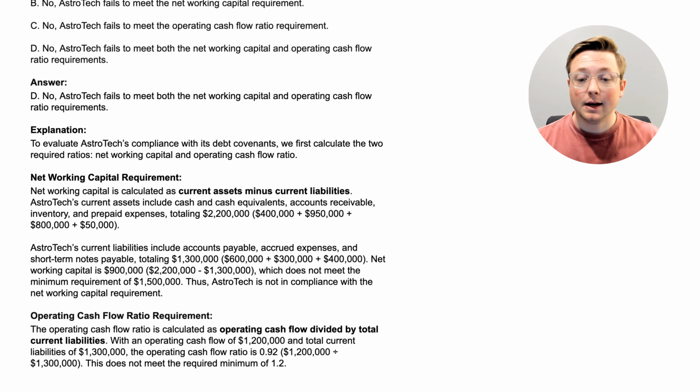So what does that mean? That means they did not meet the minimum requirement of $1,500,000. So in that sense, they are not meeting that requirement. They are out of compliance with that part of the covenant. Now let's go to the bottom here.